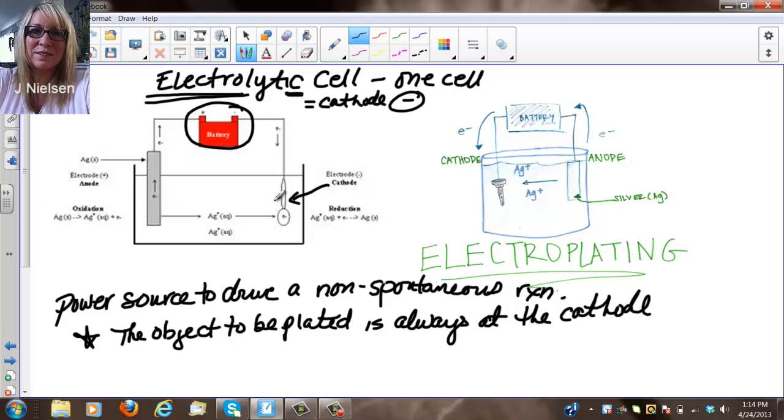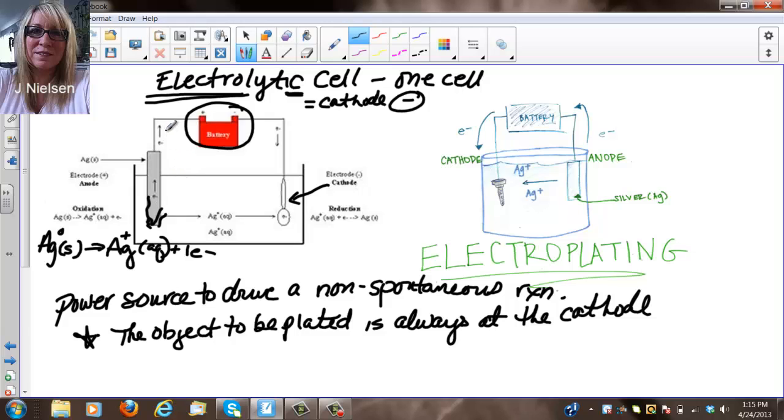So I want to plate this spoon with silver. So here's my silver electrode, and what happens once I turn the electricity on, the silver solid is oxidized. This says Ag solid 0 turns into Ag plus 1 ions, aqueous, plus 1 electron. So over time this electrode is going to get smaller. Okay, all this is going to go away. It's going to get smaller because silver metal is losing electrons and forming silver ions.